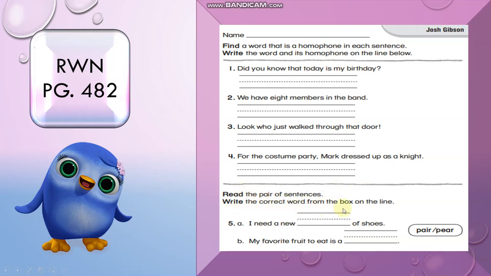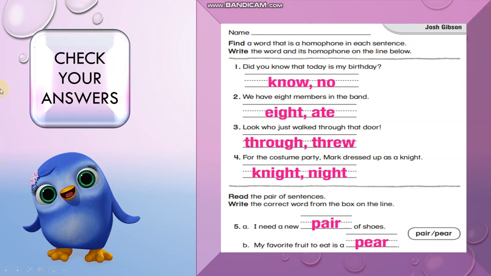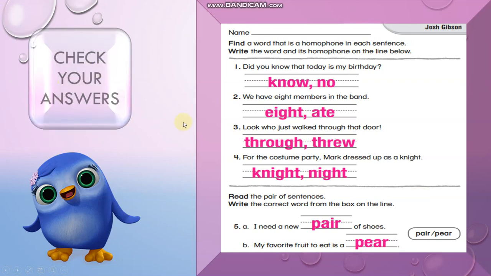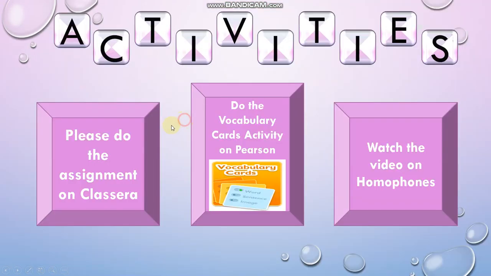Write the correct word from the box on the line. So, what do you have here? Pair, pair. Remember? Pair and pair. Yes. I need a new dash of shoes. Should I be writing this pair or this pair? My favorite fruit to eat is a which pair? Check your answers only after you attempt them on your own.